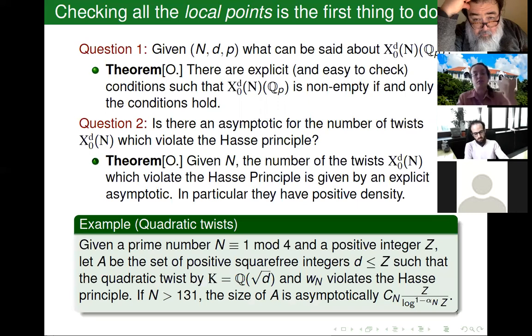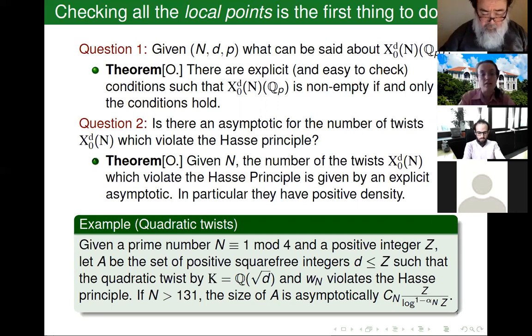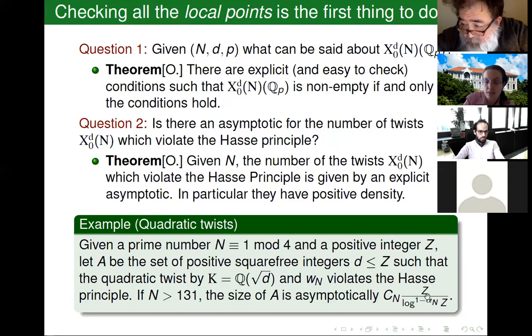Just to illustrate this result, I wanted to give an example under the following restrictions. Let's say we have a prime n, which is 1 mod 4, a positive integer z, and we are looking at the set A, the set of positive square-free integers d up to z, such that the quadratic twist by the field defined by d and Wn violates the Hasse principle. So A is the set of twists that have local points everywhere, but no global points. And this set A has size asymptotically given by this fraction here. And this constant C is just a constant that depends on n, and so is alpha. Okay.